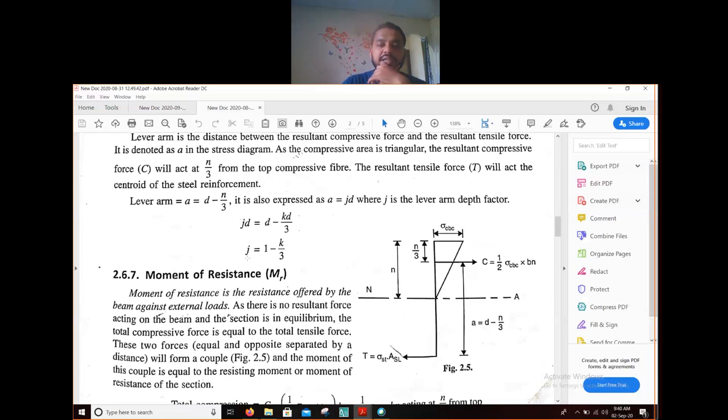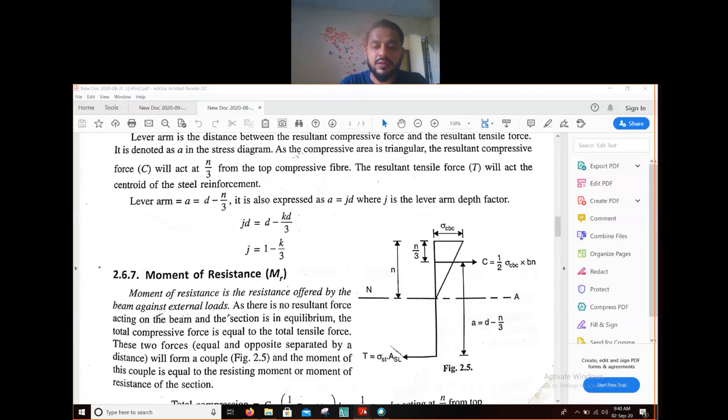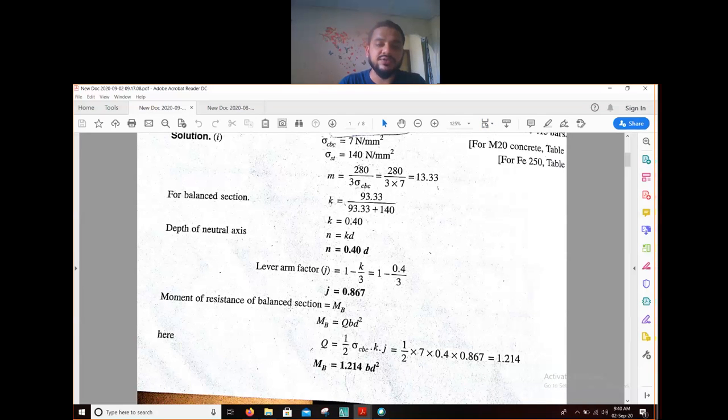Yeah, this one, J equal to 1 minus K by 3. So put the value of K, you will get the value of J. J means your lever arm depth factor. Okay, so after getting the value of J, the moment of resistance for a balanced section, MB equal to QBD square. You can write RBD square also.